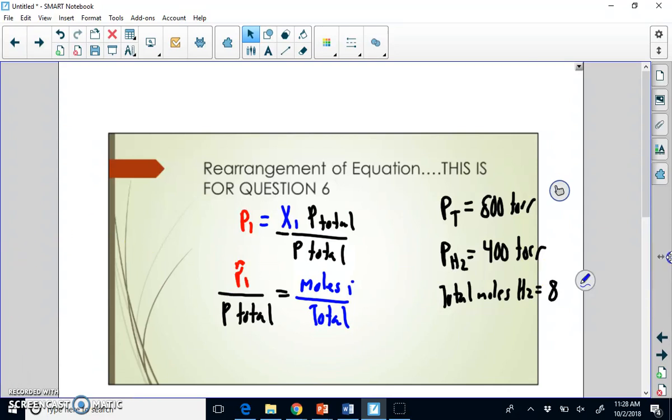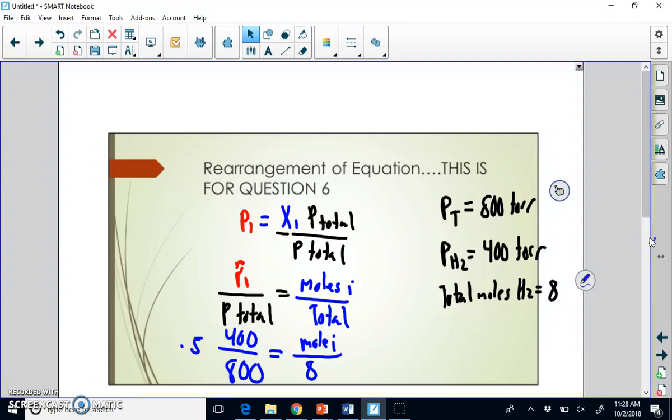So I gave a situation where let's say we have a mixture of gases, and one of the components is H2. The total pressure of the mixture of gases is 800. So that's the total. Then we want to find the pressure of H2, which is 400. And the total moles there are 8. We need to find just the moles of hydrogen in the mixture. So if you look at this, this is 1/2, so 0.5.